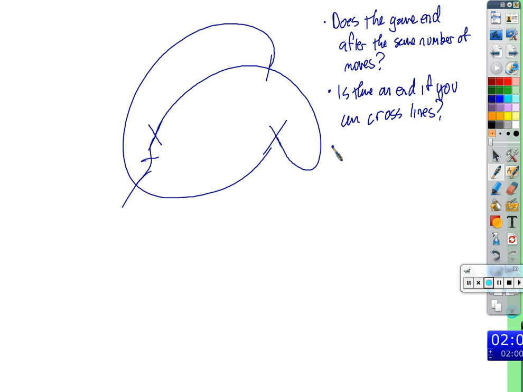Whoever starts first loses. When there's no more moves to make, so if there's no ends to connect, you lose. Once there's no two ends to connect together, then that's it, there you go. So whoever's moving was that two.